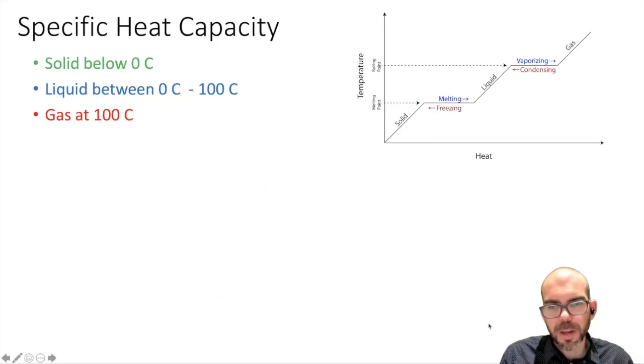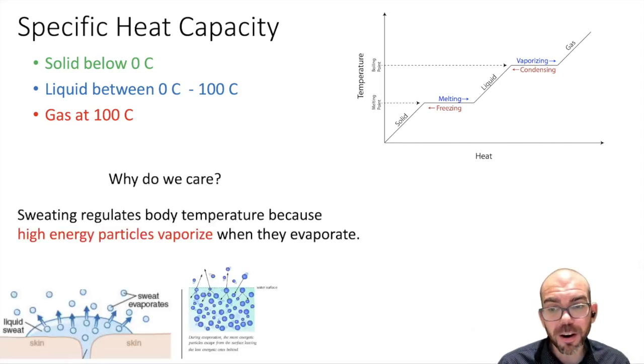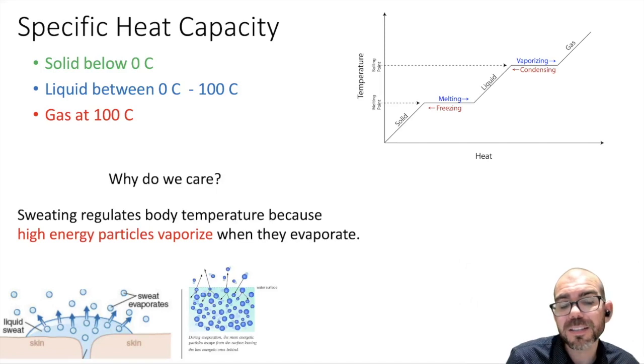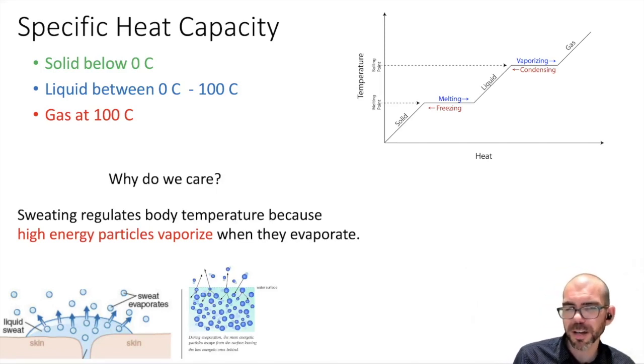Water also has a unique specific heat capacity. It is solid below 0 degrees Celsius, liquid between 0 and 100 degrees Celsius, and a gas at 100 degrees Celsius. Why do we care about this? Because this is something living things take advantage of to regulate their body heat. If you sweat, have you ever wondered why that cools you down? You aren't sweating out cold water, and that's not making you chill.